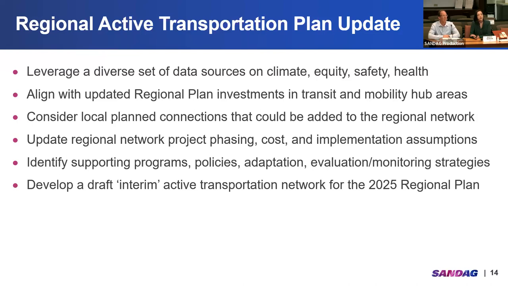those investments. And the last bullet is a nod to what we're currently working on, which is considering, given that our 2025 regional plan is being developed right now in parallel with these two plans, what could we consider as a potential interim active transportation network for the plan so that we don't adopt a 2025 regional plan that still has that 2010 bikeway network assumed? So we're working through what could be some kind of interim network before we adopt and finalize the regional active transportation plan in the same year, 2025.